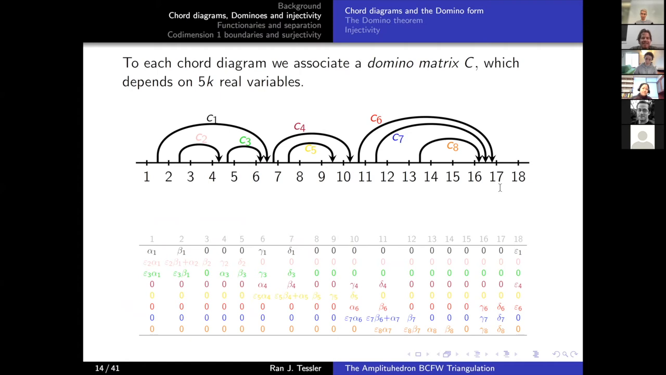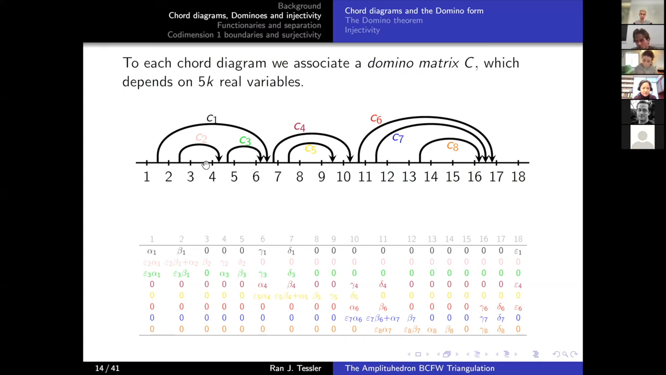Okay. And to each chord diagram, we associate a domino matrix, which is a formal matrix which depends on 5k real variables. Again, I think it will be more useful, instead of giving the definition, to just demonstrate it in an example. In our chord diagram, we have 8 chords and 18 markers. So k, in this case 8, will be the number of chords and rows in the matrix. And n, in this case 18, will be the number of columns.